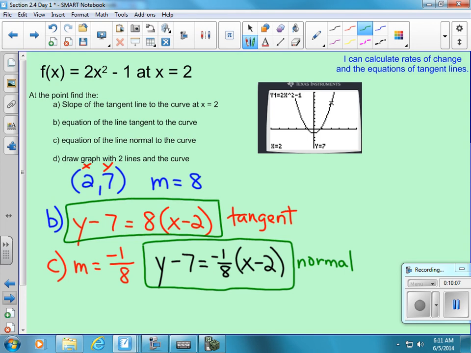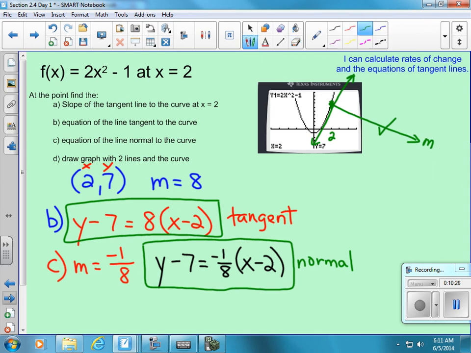All right, the last step says draw the graph, which I did, with the two lines. Okay, right here at x equals 2, that is your tangent line. Right here is your normal line.